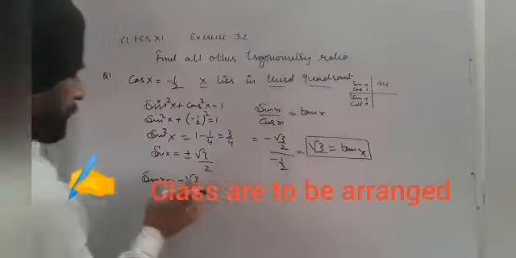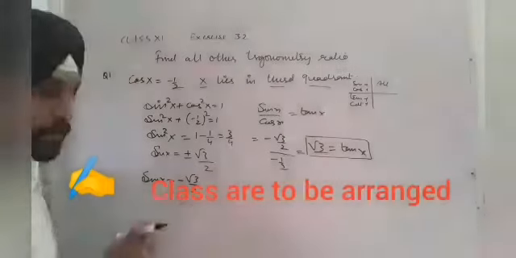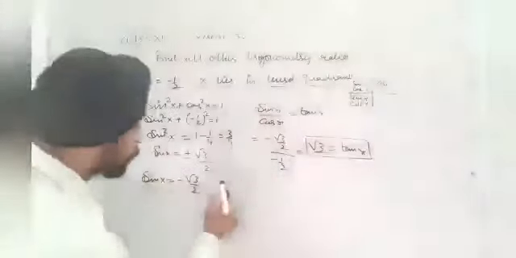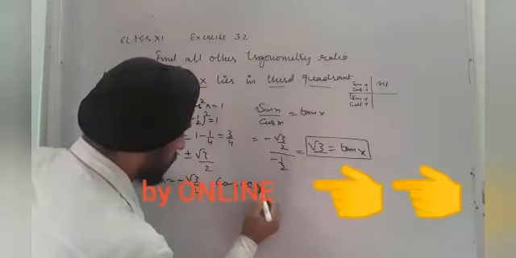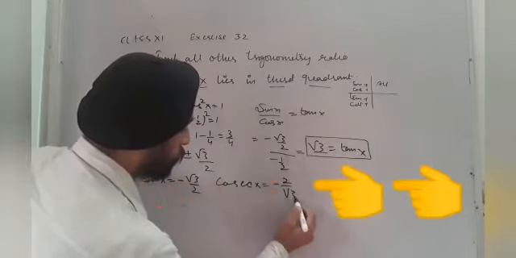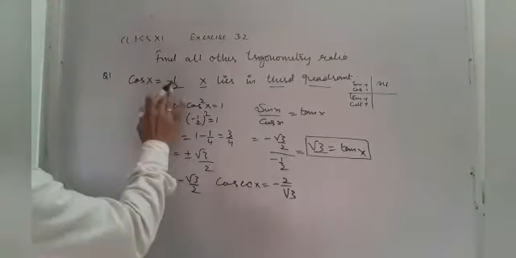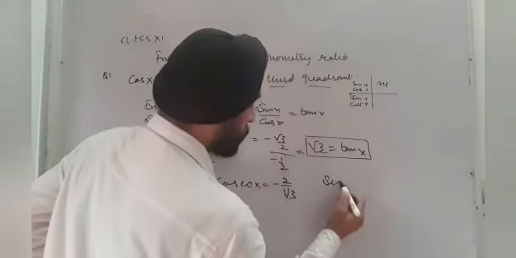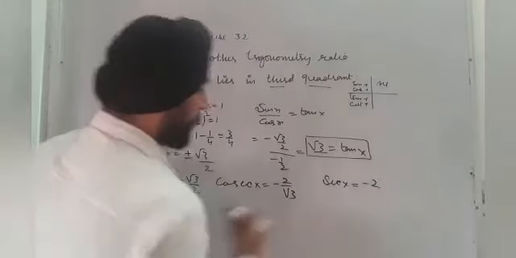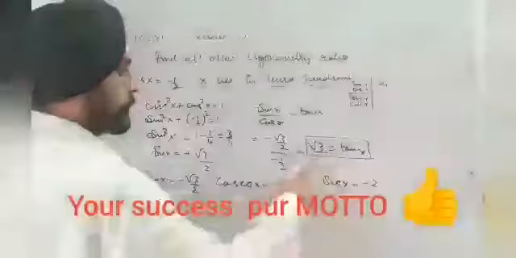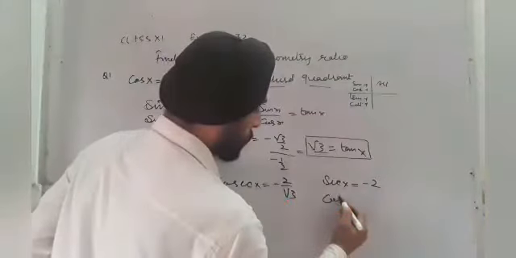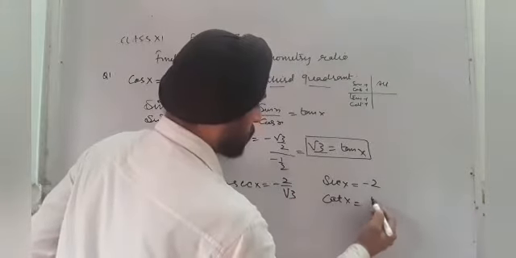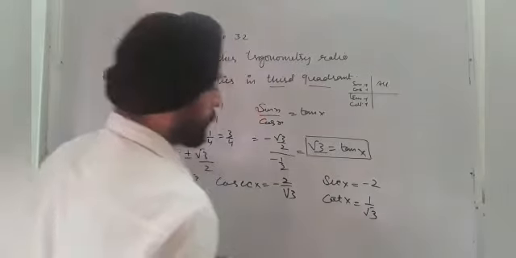Now we need to find the remaining ratios. Since sin x is equal to minus root 3 by 2, its reciprocal cosec x is equal to minus 2 by root 3, right? Cos x is equal to minus 1 by 2, so its reciprocal sec x is equal to minus 2. Tan x is equal to root 3 here, student. You can say that cot x is equal to 1 by root 3.